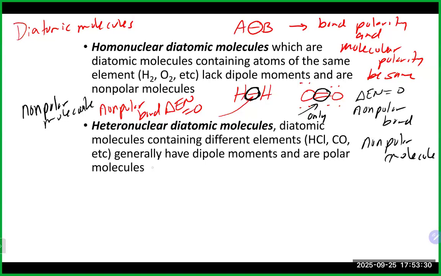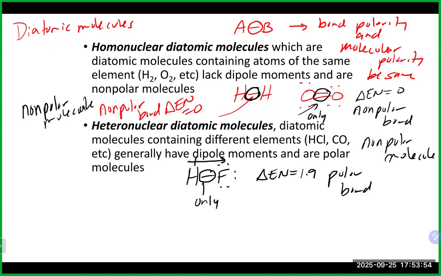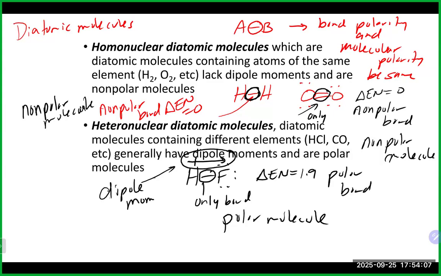If you have some type of different heteronuclear diatomic molecule like HF, it's the same sort of approach. When we look at this bond, the difference in electronegativity is like 1.9, which tells us it's a polar bond, with the fluorine being more electronegative. So the arrow would point towards the fluorine in this case. And because that is the only bond here, that would mean this would also be a polar molecule as well. And that means that this right here, the way it's pointing, would be the dipole moment in this case.